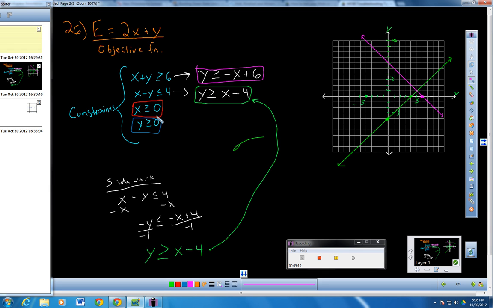Now I'm going to go ahead and graph X is greater than or equal to 0. Kind of a tough one to graph. You automatically want to think that's the X-axis, but it's not. Come over here. I already have the red. X is greater than or equal to 0. Well, if that were X equals 0, I know every X value would be 0.